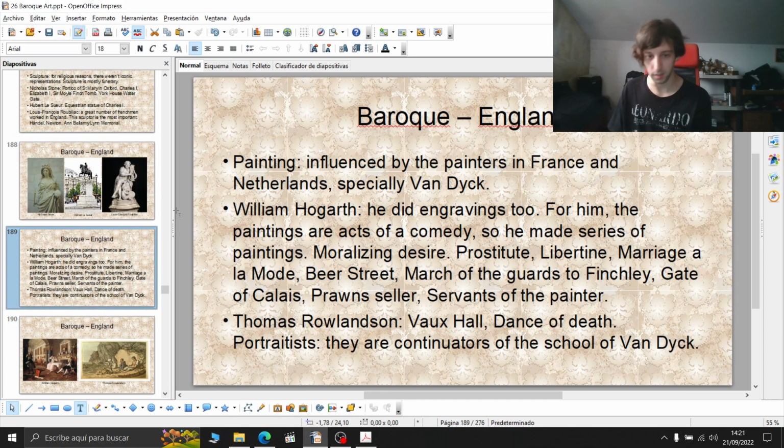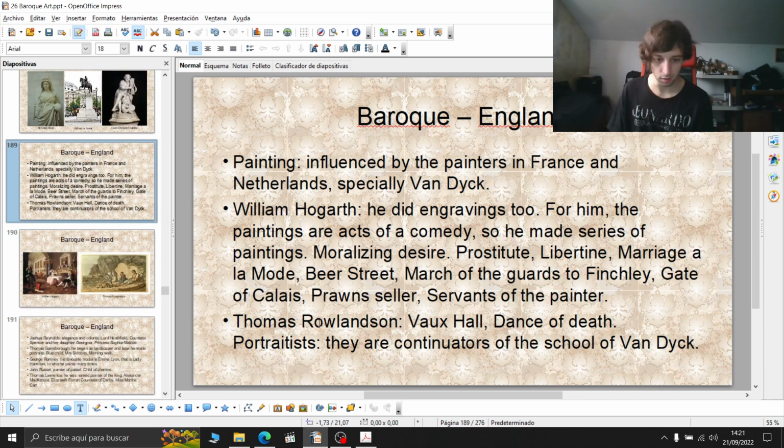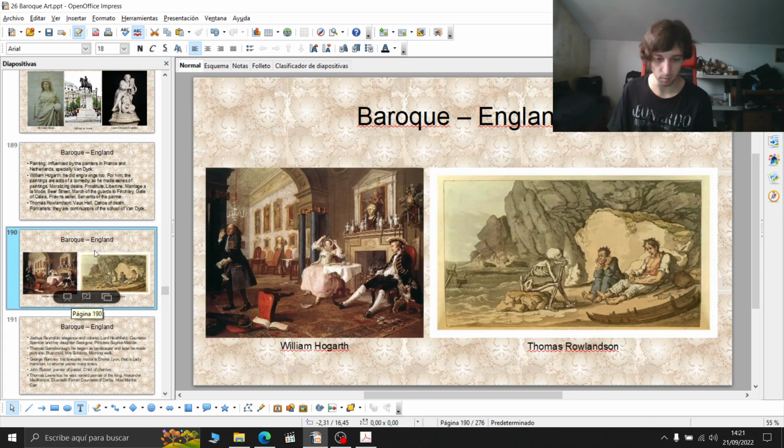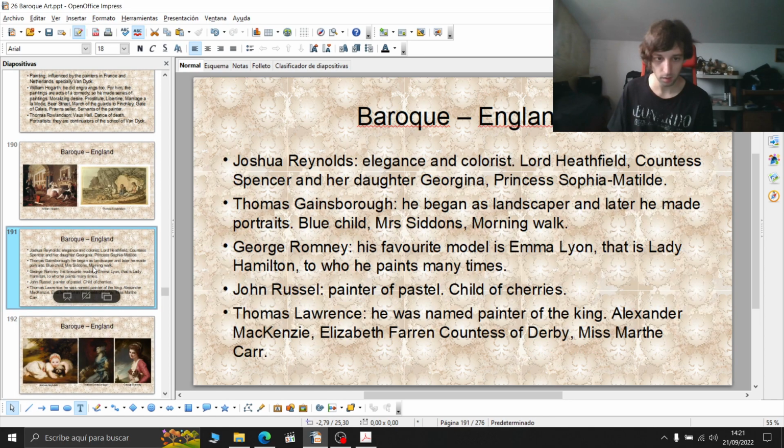And now painting. Influenced by the painters in France and the Netherlands, especially Van Dyck. William Hogarth, he did engravings too. For him, the paintings are acts of a comedy, so he made series of paintings. Then Thomas Rowlandson, and these are just examples of painting. William Hogarth, Thomas Rowlandson, Joshua Reynolds, elegance and colorist.